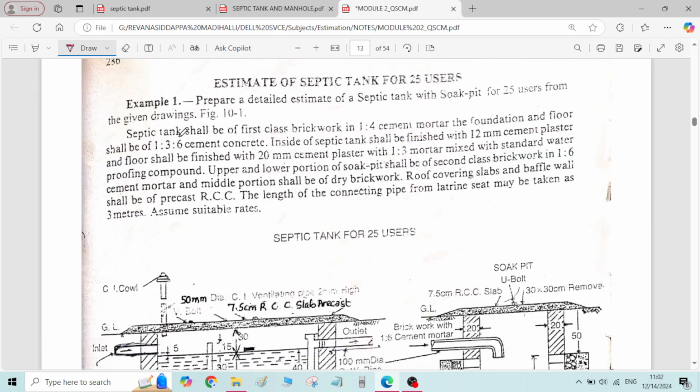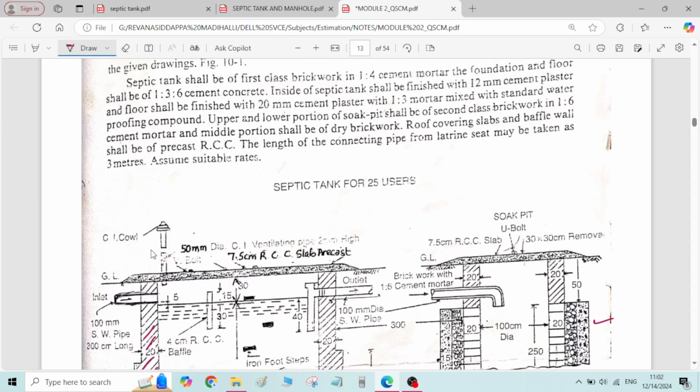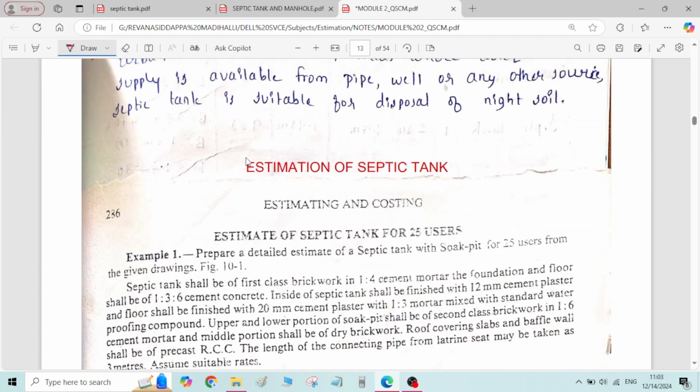Then the septic tank shall be of first class brickwork in 1:4 cement mortar. Here this septic tank is constructed by using first class brickwork of 1:4 cement mortar. 1:4 ratio cement mortar is used for construction of the masonry all around the septic tank. Foundation and floor shall be of 1:3:6 cement concrete. Here this portion, the foundation and the floor, is made of 1:3:6 cement concrete.